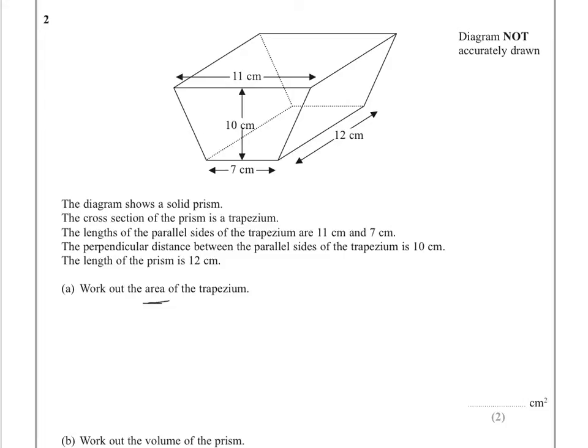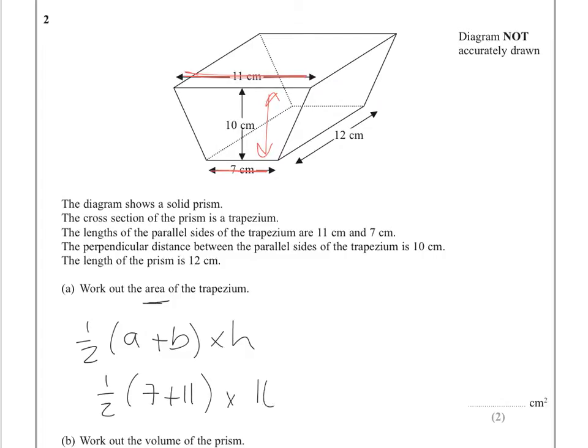Work out the area of the trapezium. Well, the trapezium has an area formula of half a plus b times h. That's on the formula sheet, where a and b are the lengths of the opposite sides, so 7 and 11, and h is the distance between. So we've got a half, 7 plus 11, times 10, which equals 90. So the area of the trapezium, 90 centimeters squared.